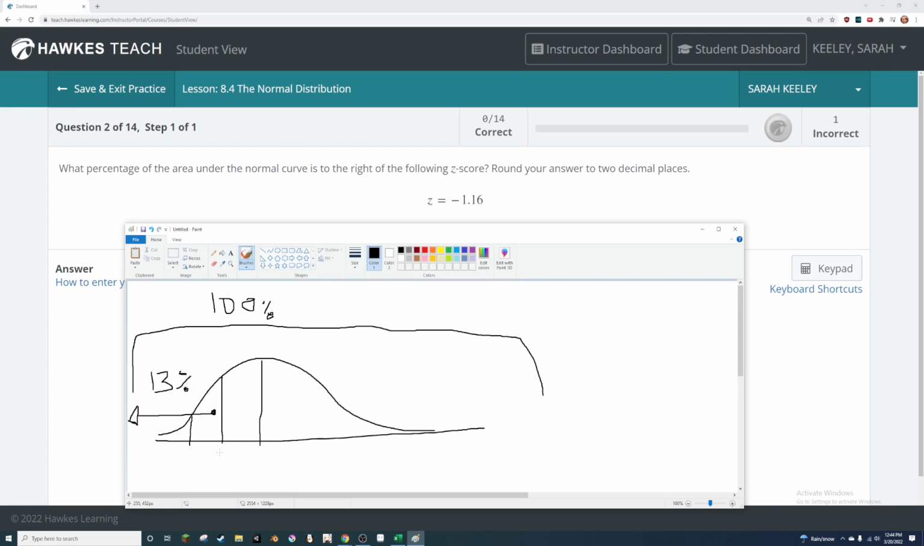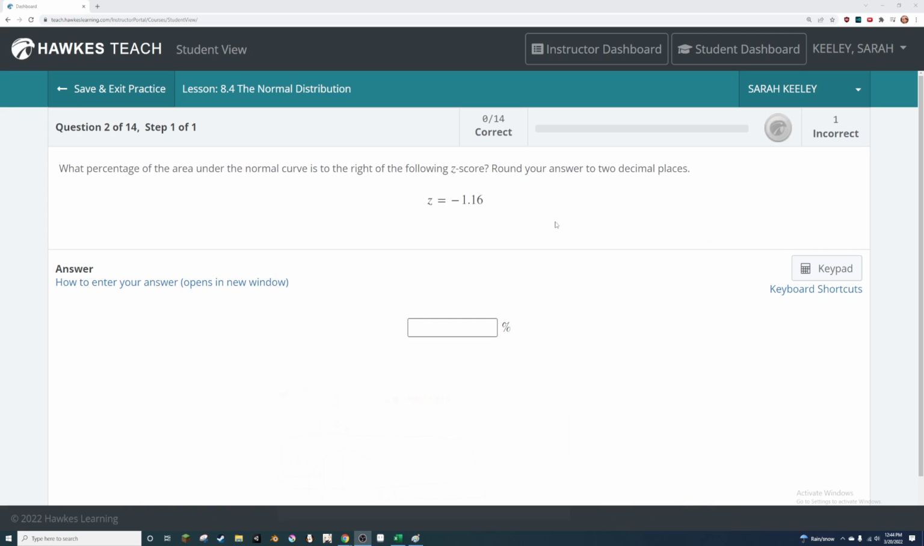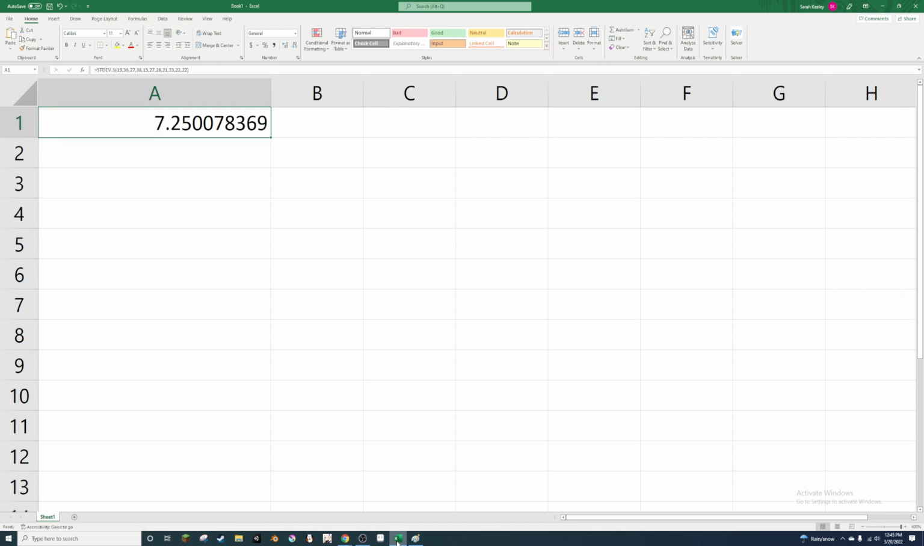And if this is giving you, say, 13% or something like that, then it stands to reason that the rest of this would probably be 87%, because 100 minus 13 is 87, right? And that would be the remainder of the percentage. So when we take our z-score, we'll copy this, and we want to know what is to the right of the following z-score. We'll open up Excel, and we'll type in equals.